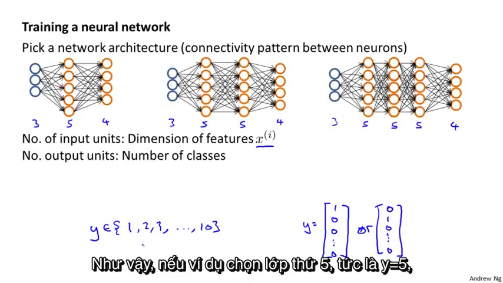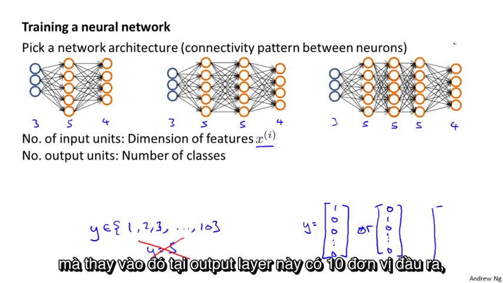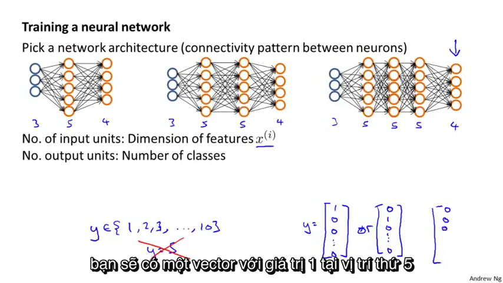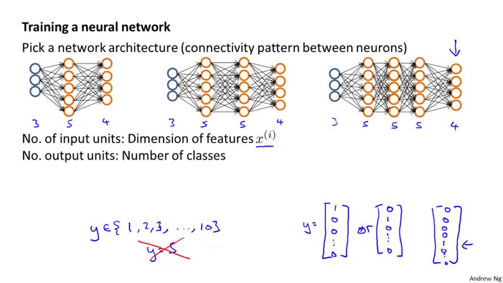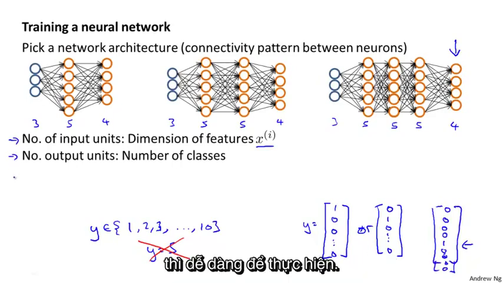So if one of your examples takes on the 5th class, y equals 5, then what you're showing to your neural network is not actually a value of y equals 5. Instead, here at the output layer, which would have 10 output units, you would feed it a vector with a 1 in the 5th position, and then a bunch of zeros down here. Right? So the choice of number of input units and number of output units is reasonably straightforward.